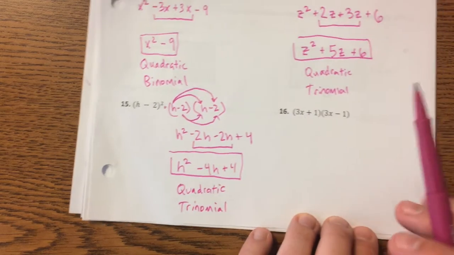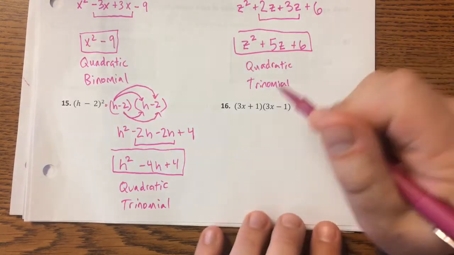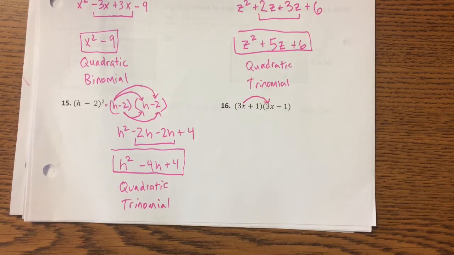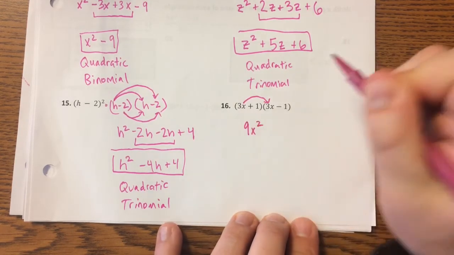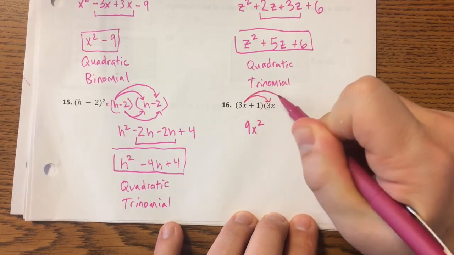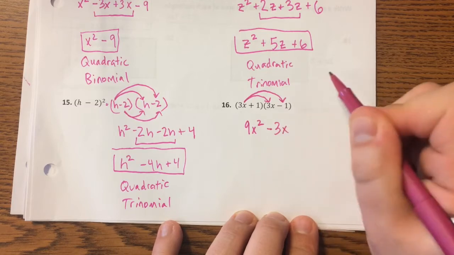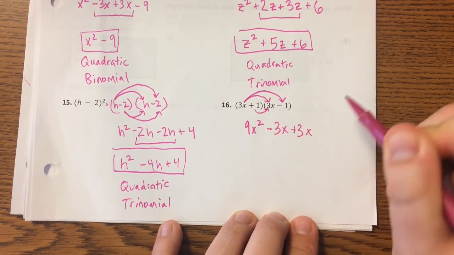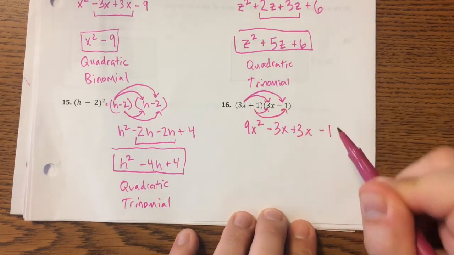All right, so one more. We got 3x plus 1 times 3x minus 1. So first, what's 3x times 3x? 9x what? Squared. Outside will be minus 3x. Inside, plus 3x. And finally, last, will be minus 1.